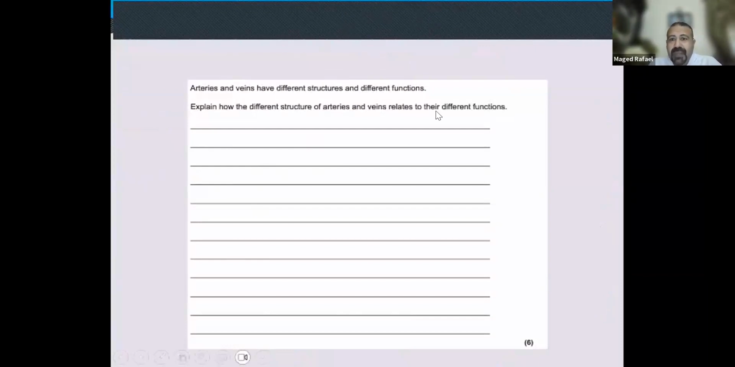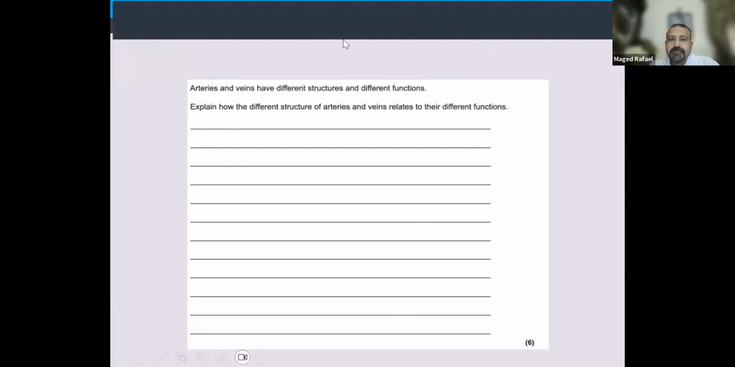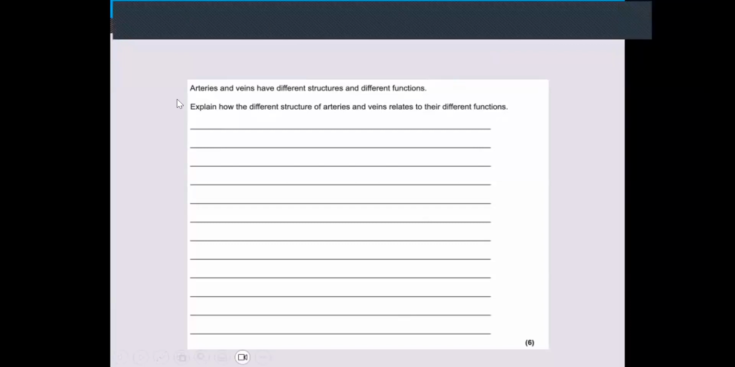I will give you time to answer this question also in the chat box, please. Arteries and veins have different structures and different functions. Explain how the different structure of arteries and veins relate to their different functions. So you need to talk about the structure of arteries and the function, the structure of veins and the function. This is a 6 marks answer, and I want you to make sure that you write 6 points. I will turn the camera off because I want to rotate the screen.